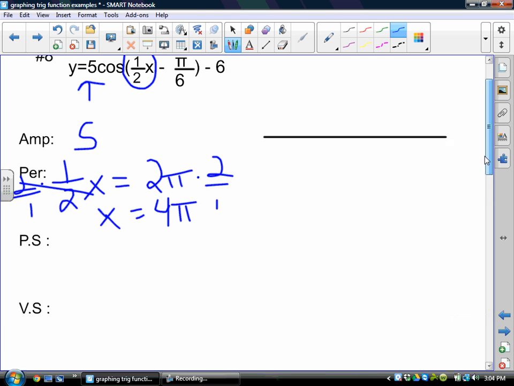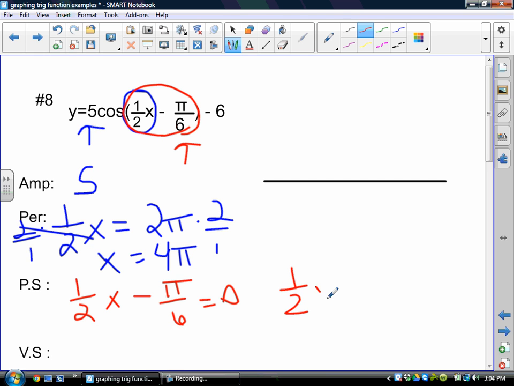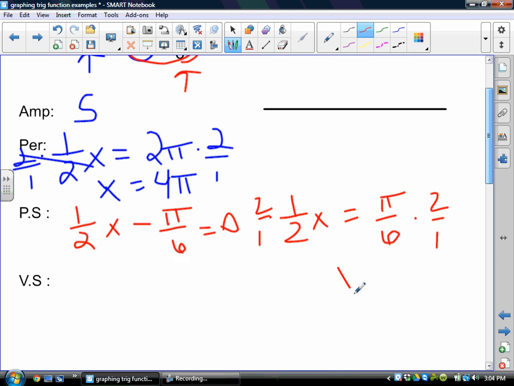Okay. Next I'm going to do my phase shift, which is where I take my whole parentheses and set it equal to 0. When the period changes, it is no longer just this value for your phase shift. So I'd always just set everything in parentheses equal to 0 to solve for your phase shift. Okay. So I'm going to add my pi over 6, times by 2 over 1 again. So my phase shift is going to be pi over 3, right, if I simplify this. So my new phase shift is pi over 3, so I moved it to the right, pi over 3. Also, you can call it positive pi over 3.